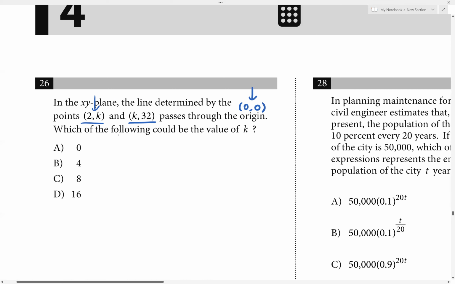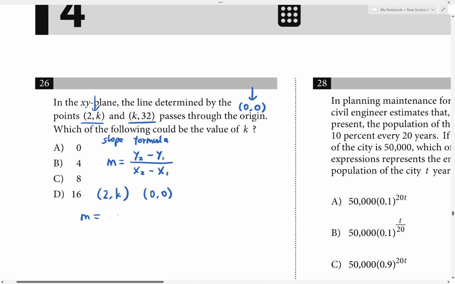To find the slope between two points, we can always use the slope formula. The formula is m equals y2 minus y1 over x2 minus x1, where m is the slope. So if our points are (2, k) and (0, 0), we use these two points to find the slope.